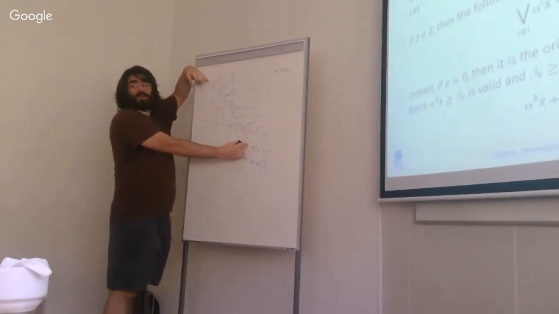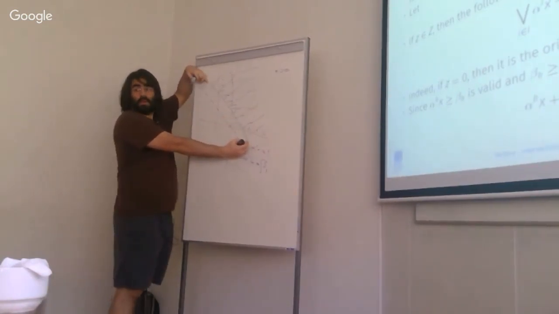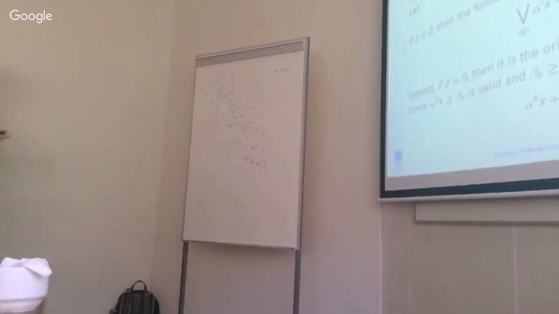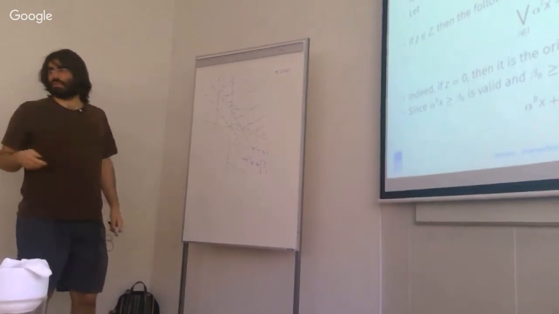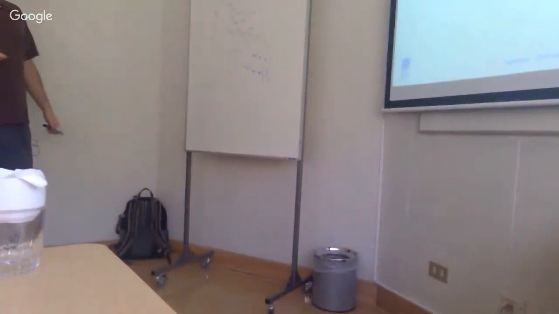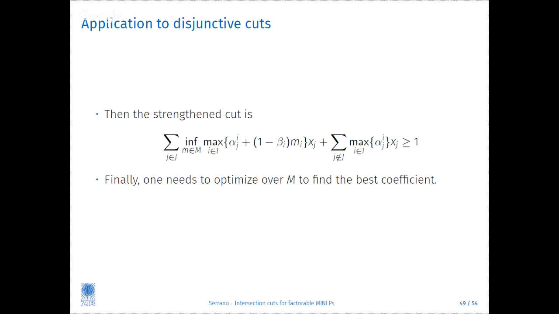The disjunctive term, this is not a valid inequality, right? Because it's violating the points here, this one. But the lower bound makes it valid. So with this lower bound, one can build a new disjunction using some trick. I don't have time to explain. And yeah, so then one gets a strengthened cut.